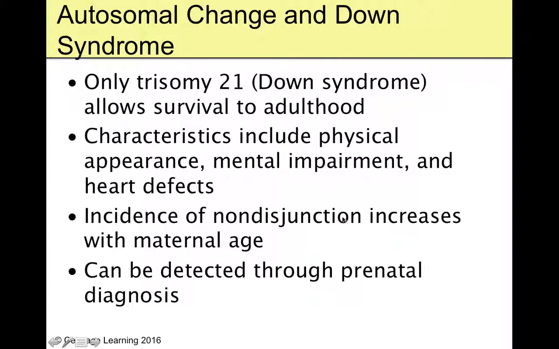Only trisomy 21, to our knowledge, allows survival to adulthood. All these disorders are either going to result in death immediately, like right after conception, or they're not going to make it until they're an adult. They're going to die real young. Only trisomy 21 can survive into adulthood.